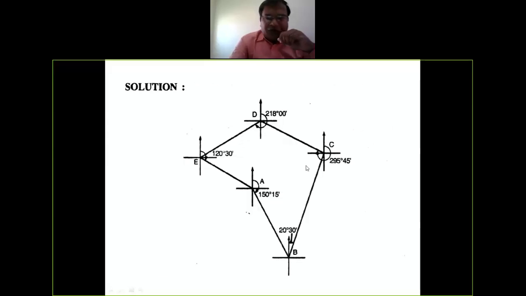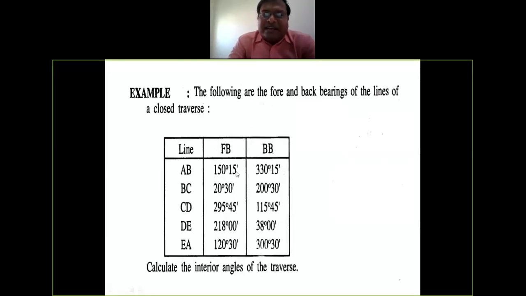So first of all, what you have to do? You have to draw the traverse, which is very important. And to draw the traverse, you have to take these four bearing readings. Either you take all the forebearing readings or you take all the back bearing readings. In both ways you can draw the traverse. So here I will use all the forebearing readings to draw the traverse.